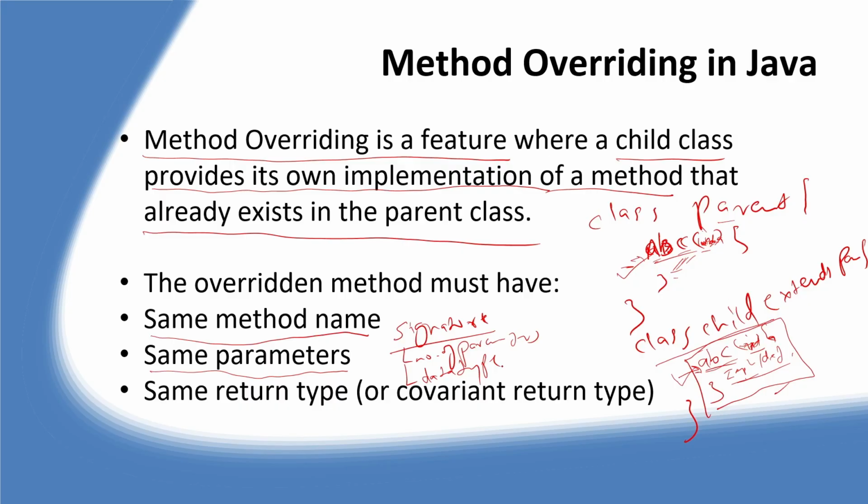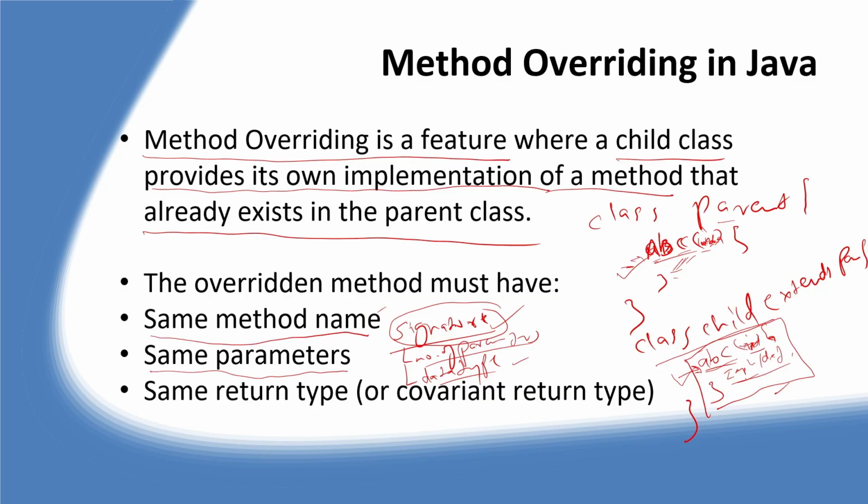That means the data type should be the same. So this we call a signature, or it can be both, the number of parameters or the data type. So this we call as signature. In the case of method overloading, we studied that the signature should be different. The method name should be the same, but the signature should be different.